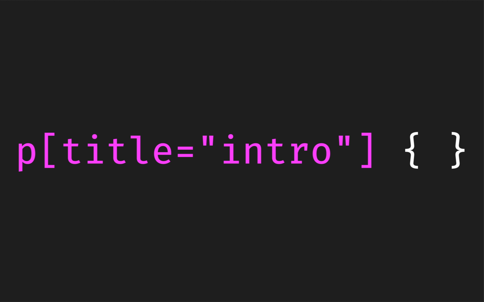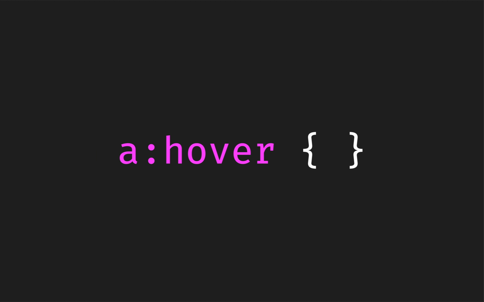Then we have pseudo-classes. Now this targets when your element is in a particular state. For example, when you hover over an element, you can use this to target it.